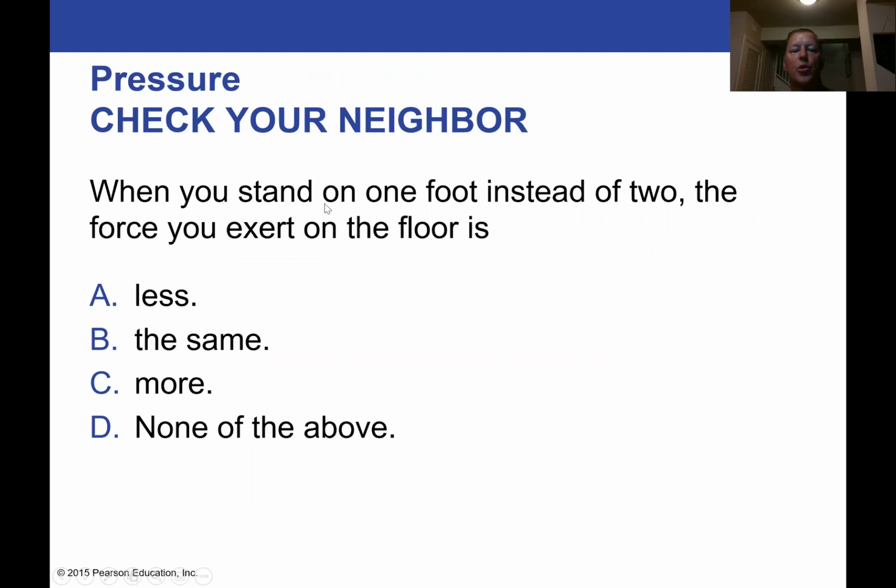All right, so when you stand on 1 foot instead of 2, tell me about the force I'm exerting on the floor. Less, same, more, none of the above?